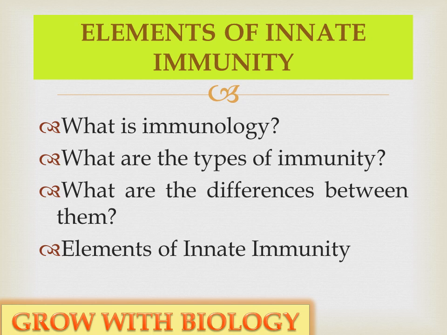Now the differences are basic. First, innate immunity is the basic barriers which protect our body, whereas adaptive immunity is the response which our body has whenever there is a foreign organism. So here we deal with the elements of innate immunity.